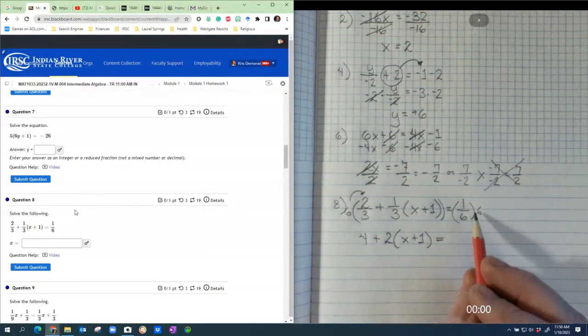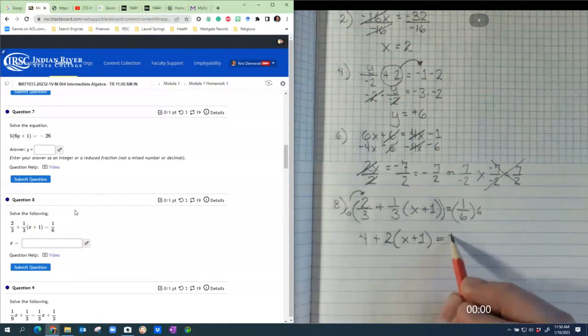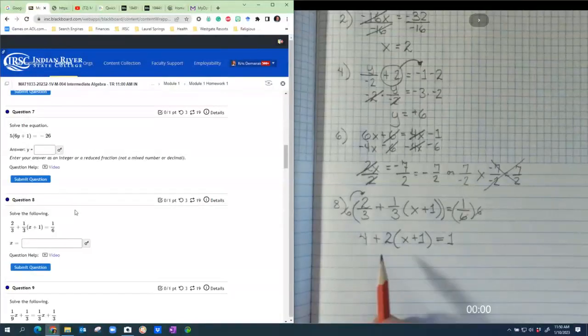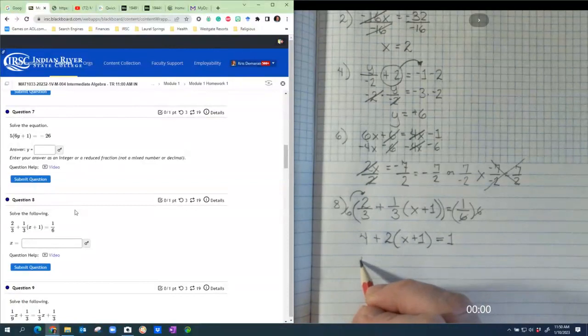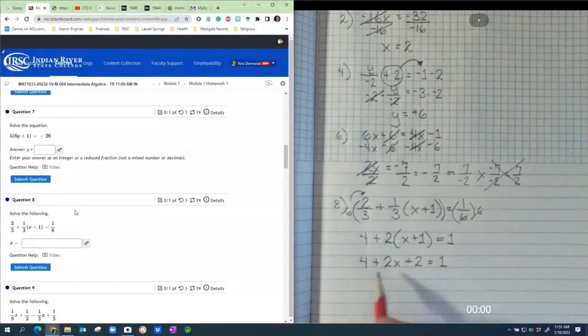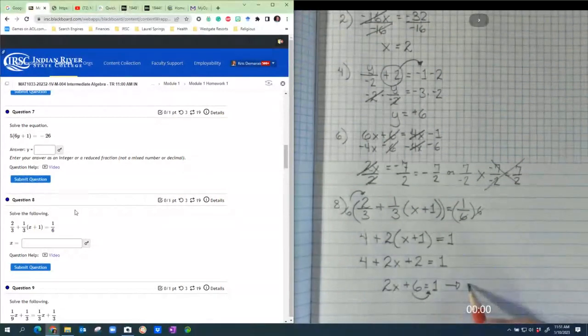All right, now I'll go ahead and do this, and that's going to give me 1, because 6 goes into 6 one time, and 1 times 1 is 1. Now I don't have any more fractions to deal with. I can do the distributive property now. So I'm going to get this. And then I'm going to go ahead and combine these like terms. And then I'm going to go ahead and subtract 6 from both sides.